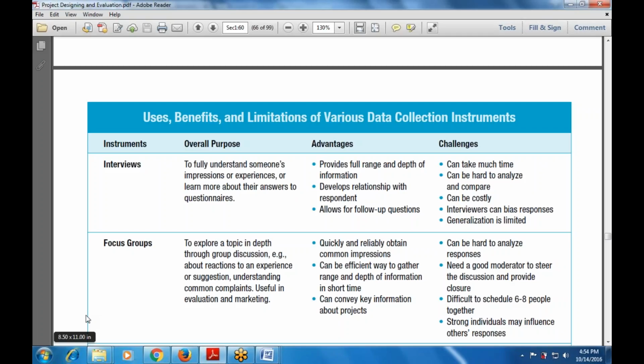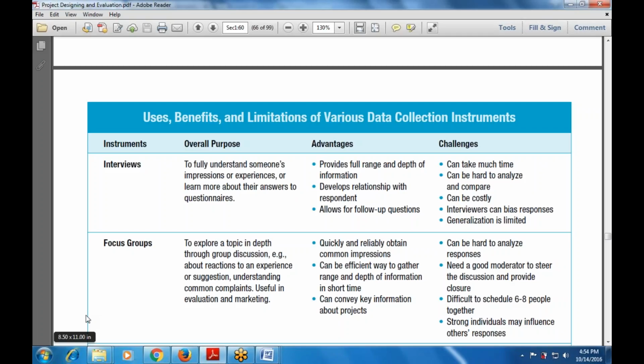Then what are the various advantages of using the focus group? The first one is that you quickly and reliably obtain common responses. What are the common ways in which it is used? You quickly and reliably obtain common impressions, and it can be very effective to gather the range and depth of information in a short time.